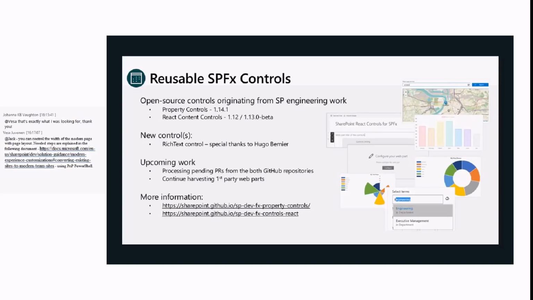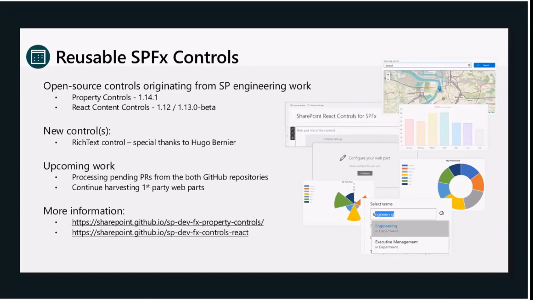And for folks not familiar with the reusable controls and what they are, there are two separate packages you can use. The first is property controls, and those property controls are designed to work in the edit pane of your web parts, so they give you nice things like taxonomy pickers, list pickers, people pickers. And then the React content controls are designed to work in the body of your web parts and display various things. So you've got cool things like maps, graphs, charts, and just body controls, styling controls, things like that.